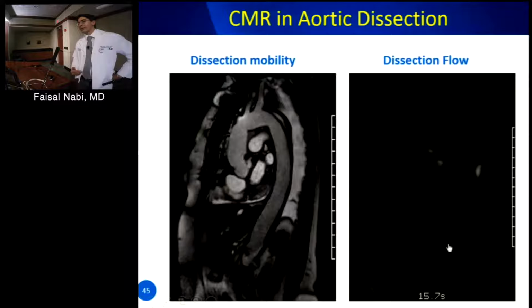You can determine the chronicity of your dissection. A flap that's very highly mobile suggests acute nature, whereas if you have a flap that's immobile, it suggests a chronic dissection. And then looking at the flow in the true and the false lumens, in general, if your false lumen has not thrombosed, it is a marker of a worse prognosis, and the reason being is it's pressurized and therefore can continue to expand.